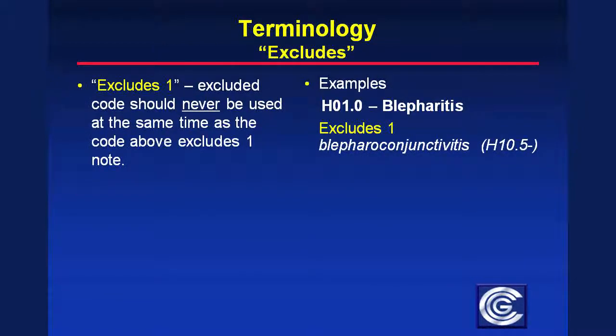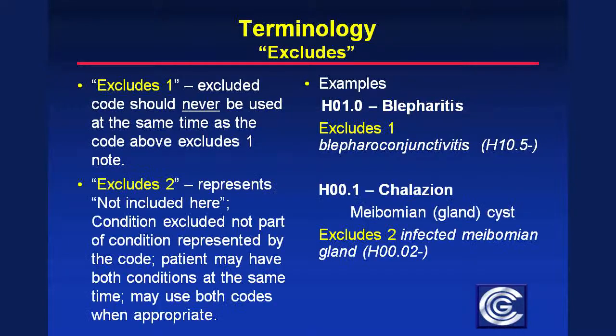The term excludes is used in two different ways within ICD-10 with very different results. Excludes 1 means these codes are mutually exclusive with all of the listed codes in that section of the tabular list. The excluded code should never be used at the same time as the listed code. Excludes 2 means not included here. Patients might have both conditions at the same time. Both codes may be used together on the same claim if the conditions coexist. In this case, chalazion and infected meibomian gland might occur together but don't have to.